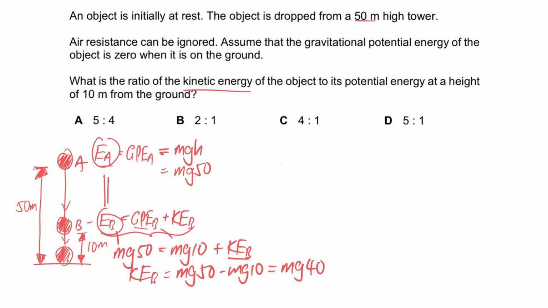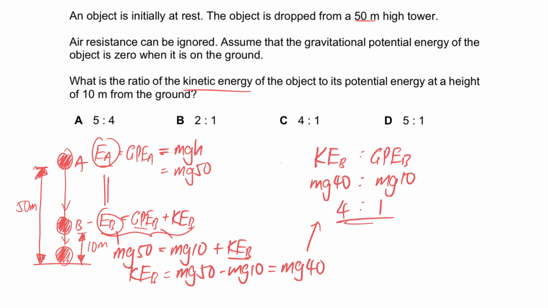Once you have all the data, the answer asked for is the ratio of KE at point B to GPE at point B. As we know, the KE is mg40 and the GPE at point B is mg times 10. If you simplify and cancel, the ratio will be 4:1. So that's how you do it normally.